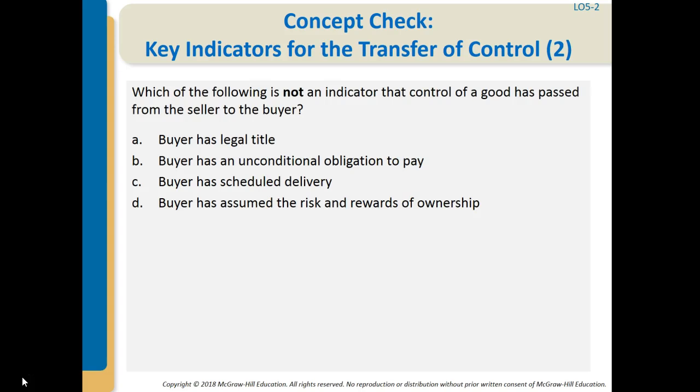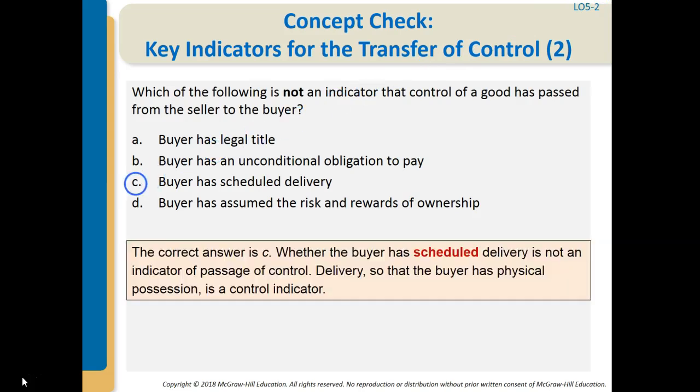Which of the following is not an indicator that control of a good has passed from the seller to the buyer? A, buyer has legal title. B, buyer has an unconditional obligation to pay. C, buyer has scheduled delivery. Or D, buyer has assumed the risk and rewards of ownership. So, which of these is not an indicator would be C. Whether the buyer has scheduled delivery is not an indicator of passage of control.